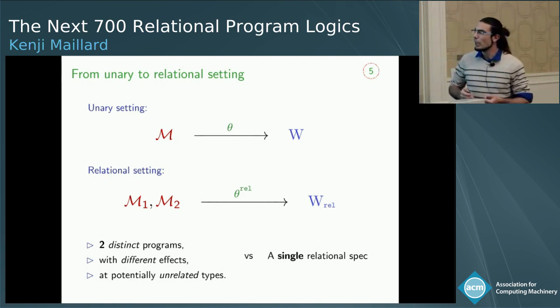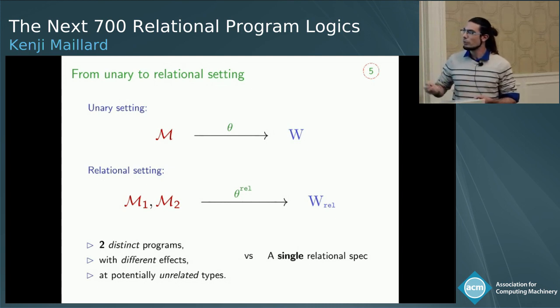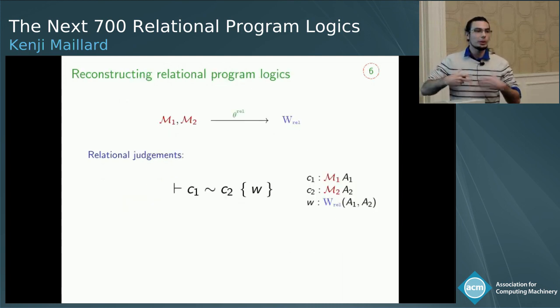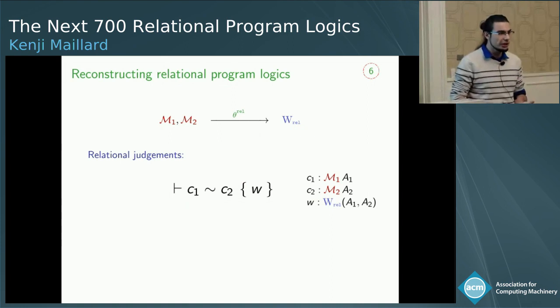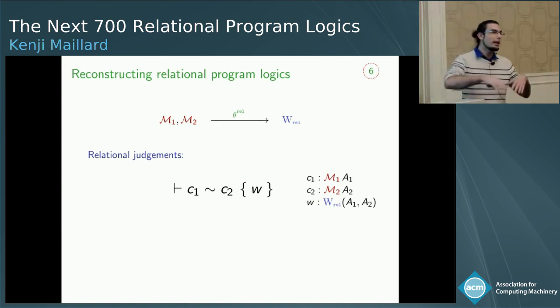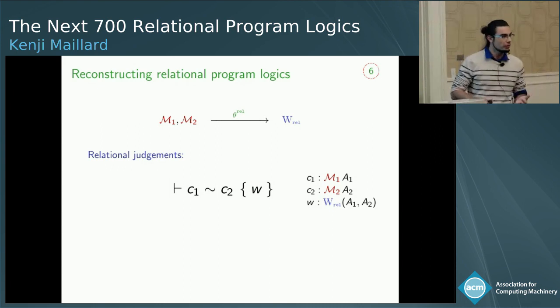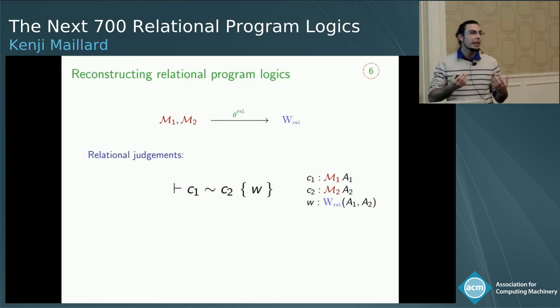But first, I would like to explain how we can reconstruct relational program logics out of such a setting where I have two monads, an object of relational specification, and a way to explain my computations as relational specifications.